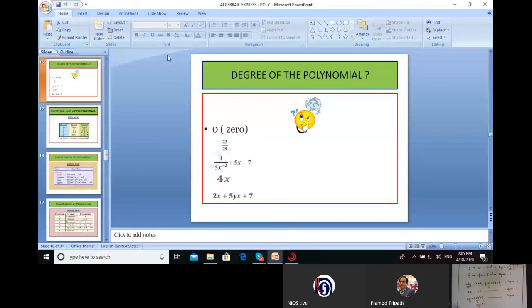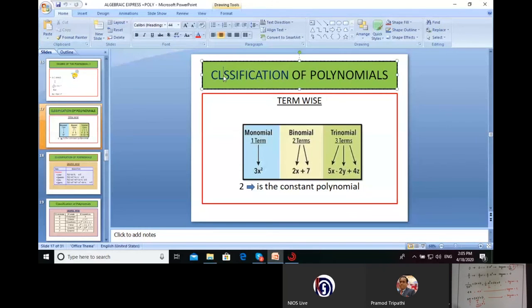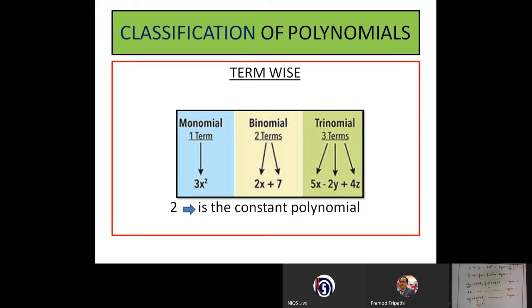Trinomials, there are three terms here. So the trinomial has three terms. For example, 5x minus 2y plus 4z. There are three terms. One term is 5x, another term is minus 2y, and the last term is 4z.